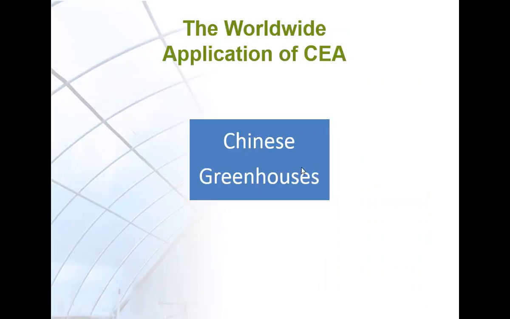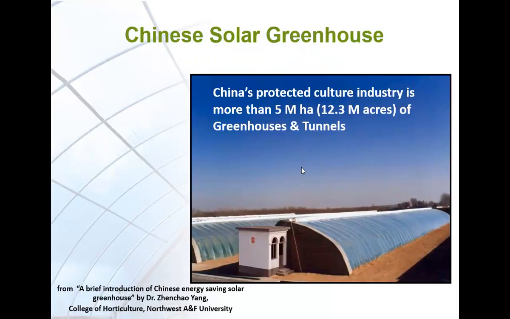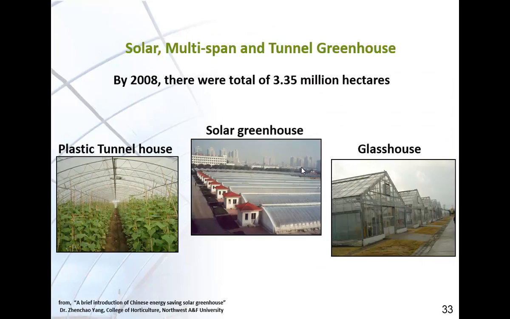Chinese greenhouses. China is the largest greenhouse producer in the world, with more than 5 million hectares of greenhouses and tunnels. They have several types: the plastic, lowest cost tunnel house on the left, the solar greenhouse that we will look at in detail in the center, and the closer to traditional Dutch glass houses on the right.